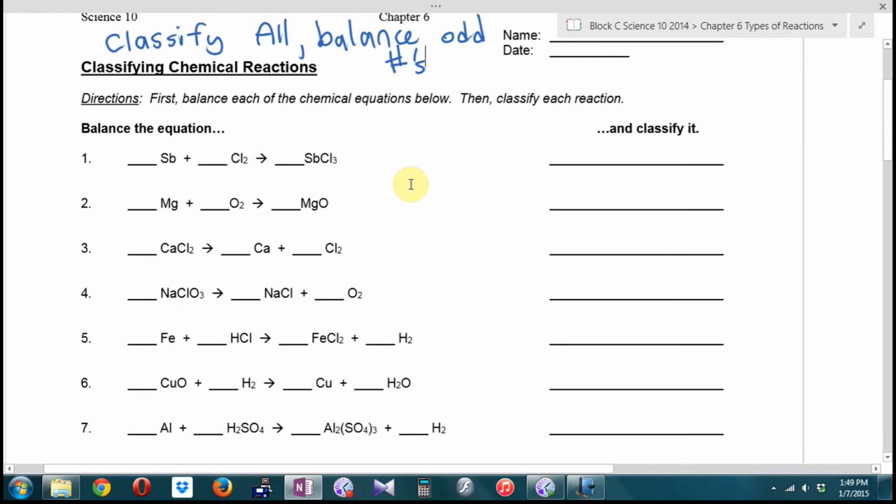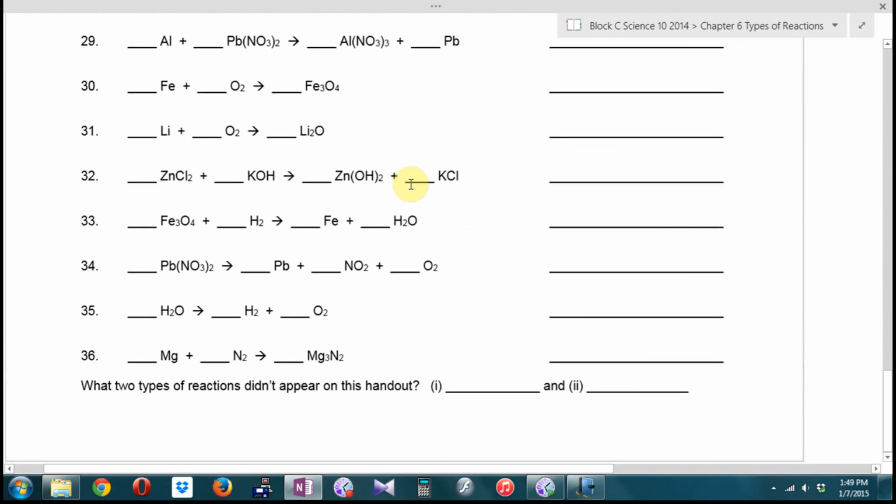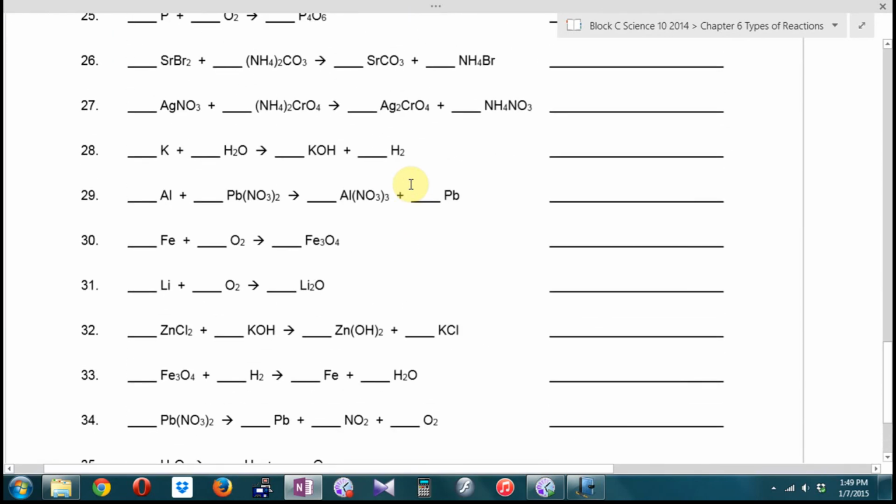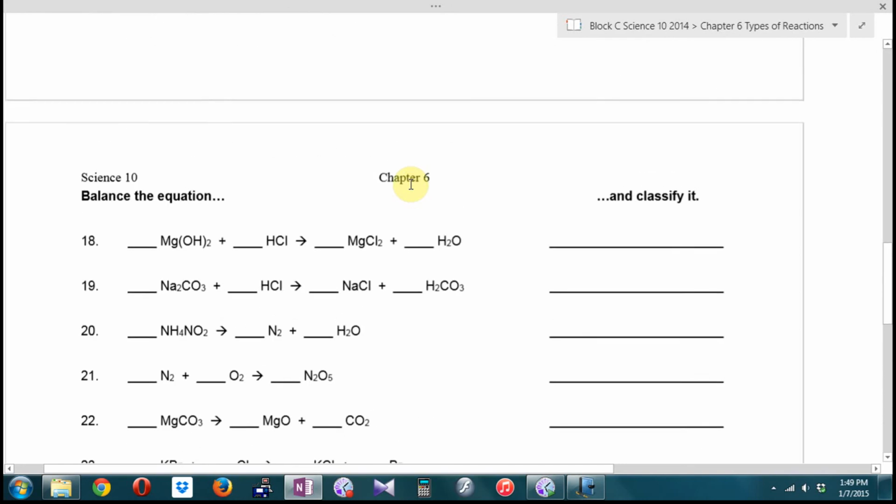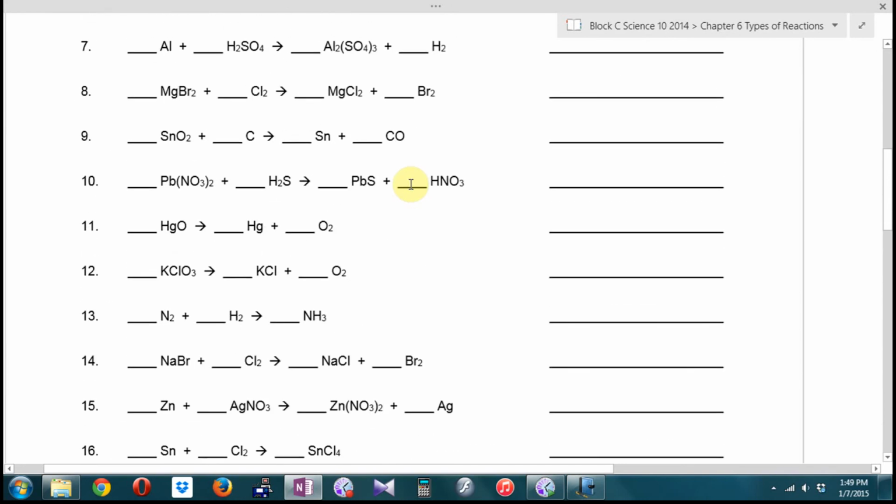Okay, so for this one, yeah, there's a lot of them again. There's like 36 of them. Classify all of them because I want you to get good at the classifying. Balance the odd numbers, 1, 3, 5. Again, if you're still struggling with balancing and you want more practice, you can do the even ones for more practice.